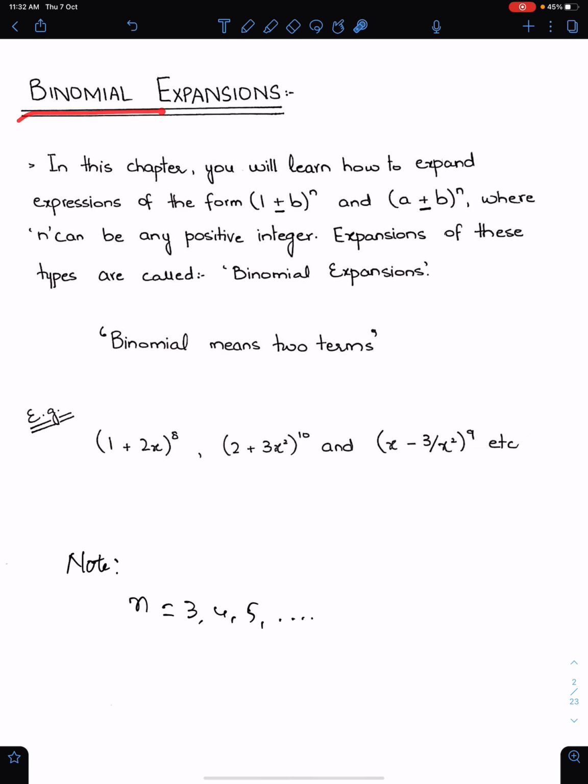Binomial expansions. In this chapter, you will learn how to expand expressions of the form (1 + b)^n and (a + b)^n, where n can be any positive integer, for example 3, 4, 5, 6, 7 and so on. Expansions of these types are called binomial expansions. The word binomial means two terms. These are some examples of binomial expansions.